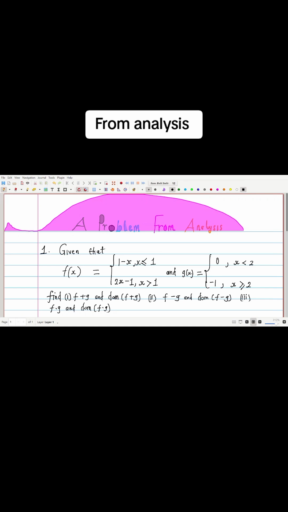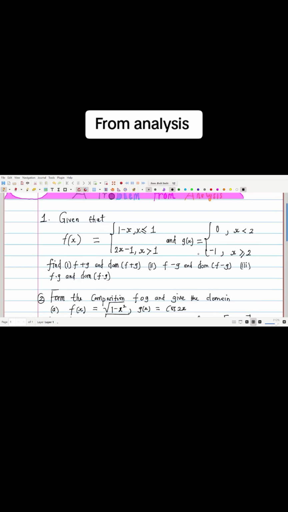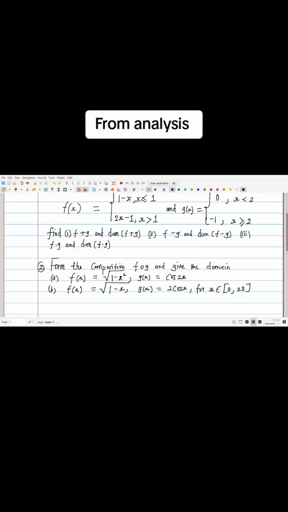Alright, that is the first part of the question. Then number 2, we are required to form the composition f composed with g, or you simply read f circle g, and we are to give the domain of the composition so formed. Alright, so let's look at the first part of the problem.